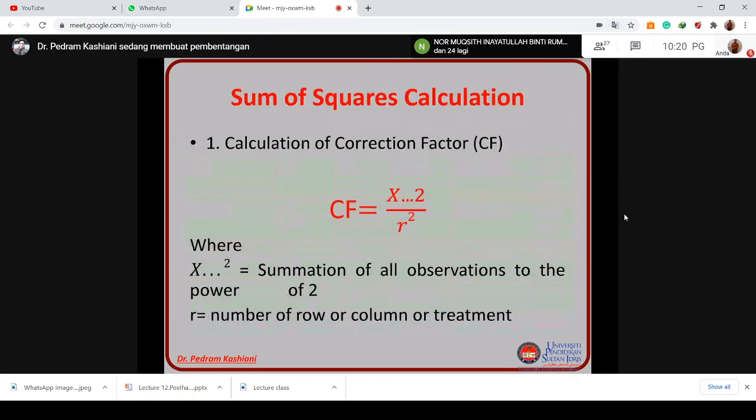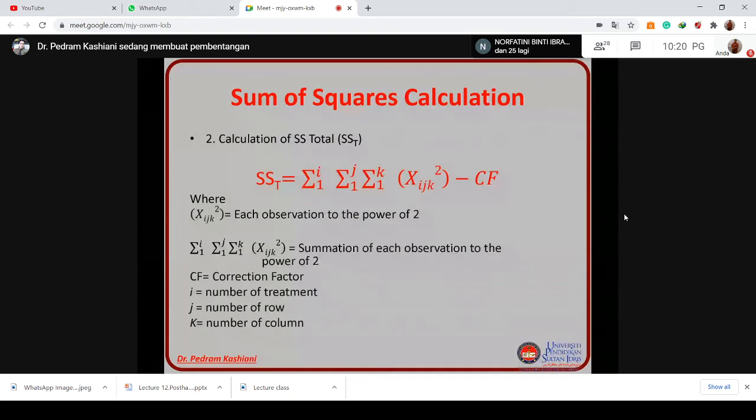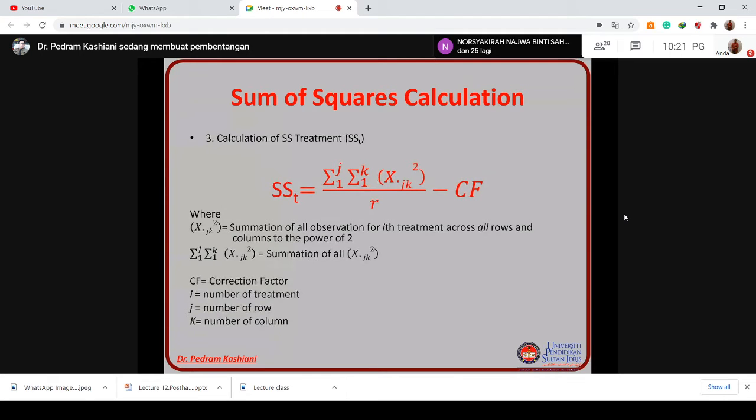About the calculations also, what we do, we calculate CF, we calculate SS total, same. We calculate SS treatment, same. I have, for example, 4 treatments and 4 replications. So I have 4 treatments A. All of these 4 treatments A are totaled together to the power of 2. After that, treatment B, 4 of them totaled together to the power of 2. So exactly what we did before.